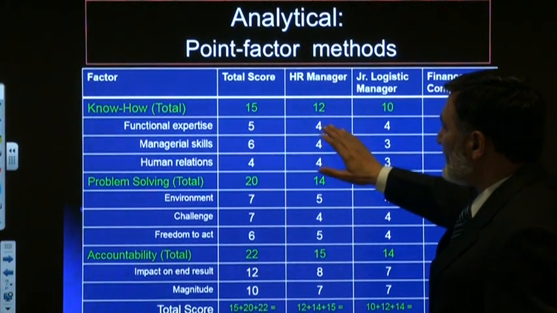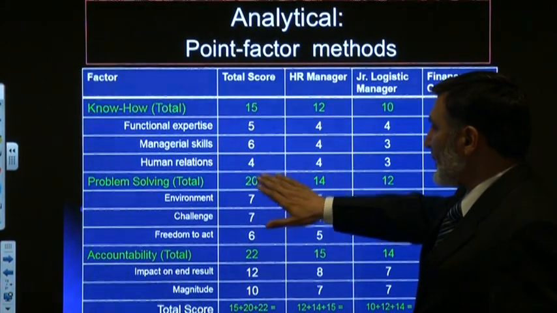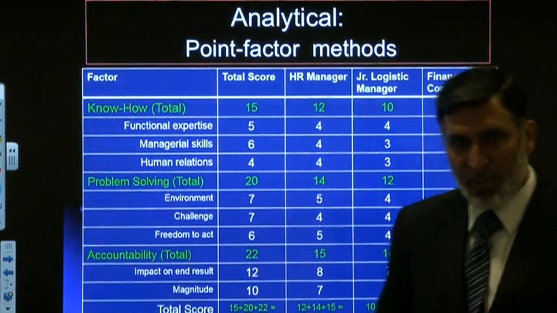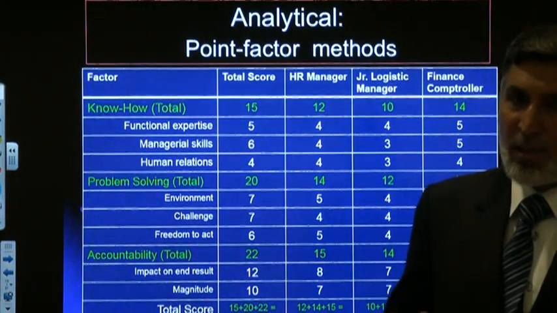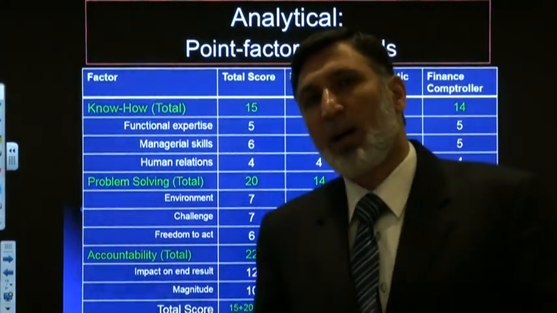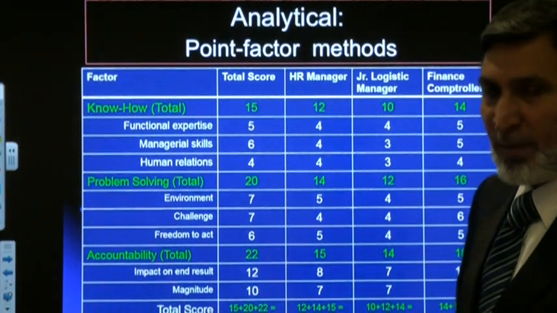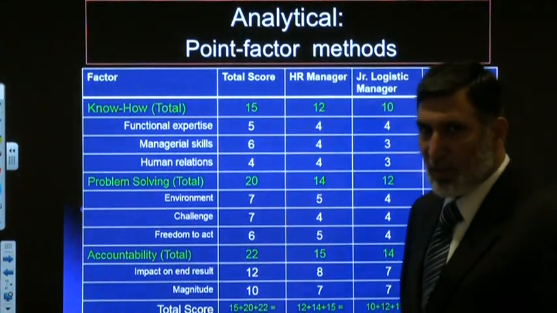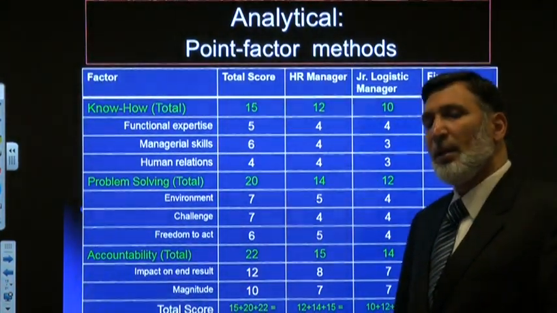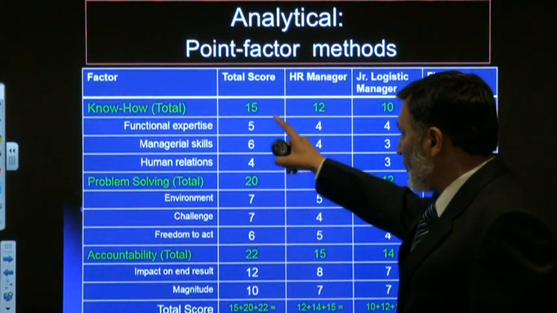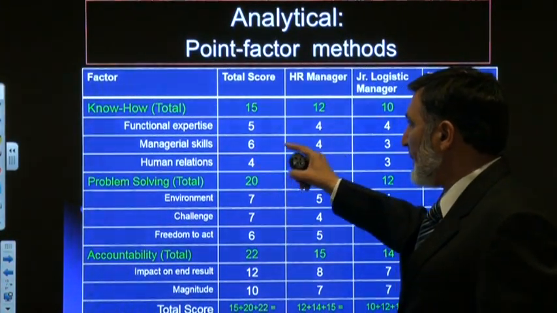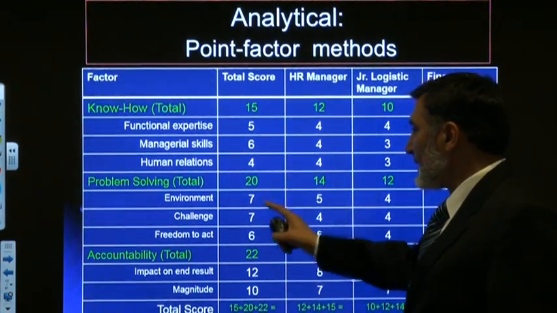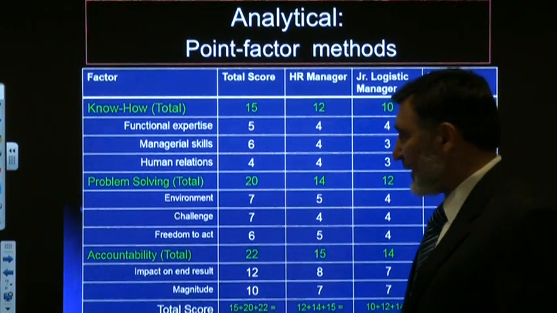In the know-how, we have assigned 15 points, problem solving 20, accountability 22. You may change it based on the organization strategy, based on the reward philosophy or the reward strategy approach. What is the approach, or the guiding principles of the organization that is going to apply to reward management? So these 15 points have been divided into three factors, 5, 6, and 4. And similarly here, we have also divided.